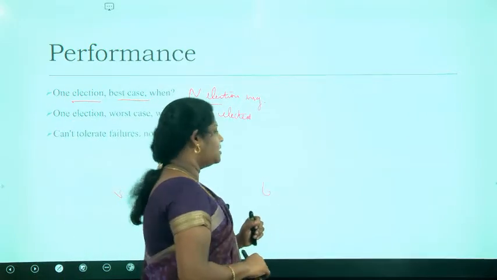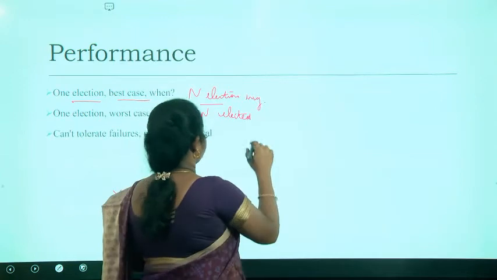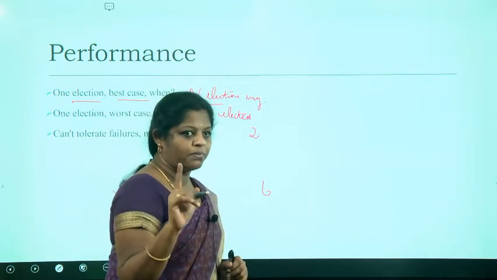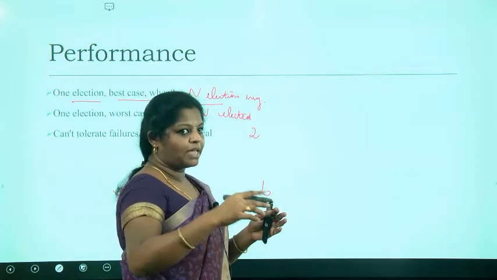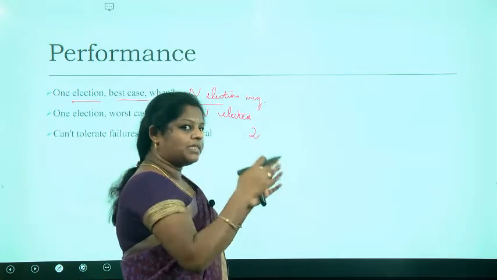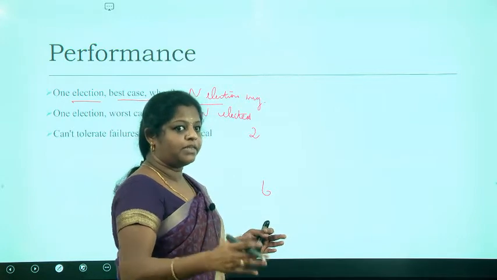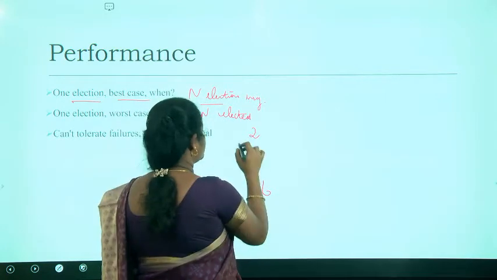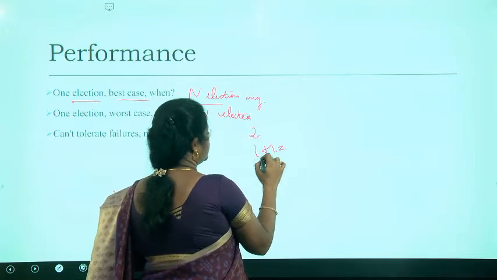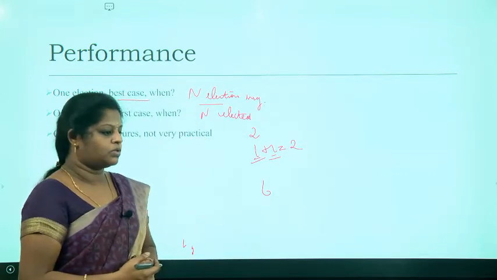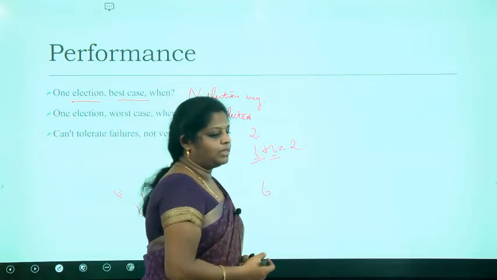Then what will be the turnaround time? Turnaround time is also the same. Why? Because only one process. The time between the election starting and it terminating is only 2. So 1 plus 1 is 2. One message and one message. So the turnaround time is 2.